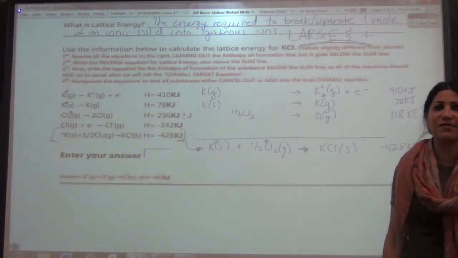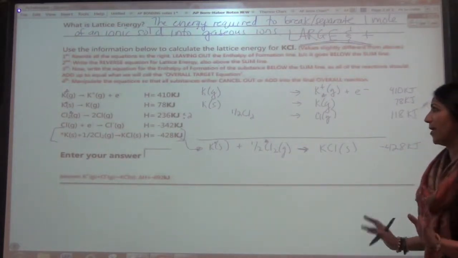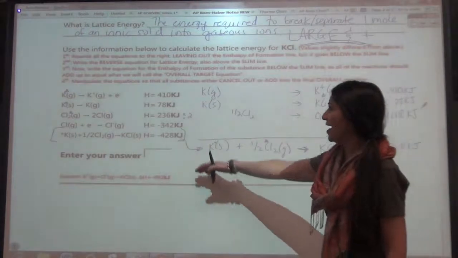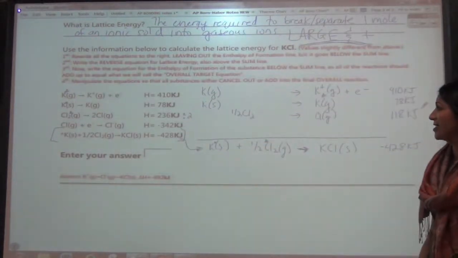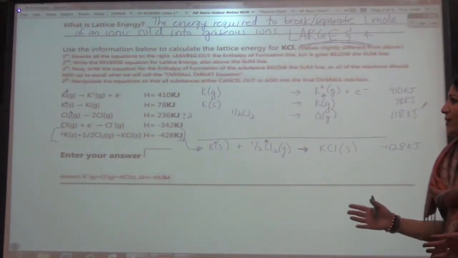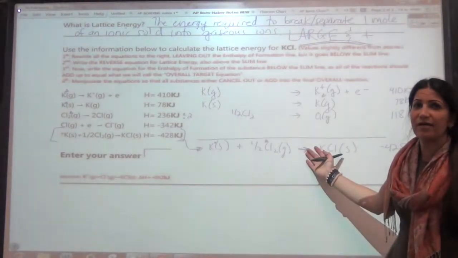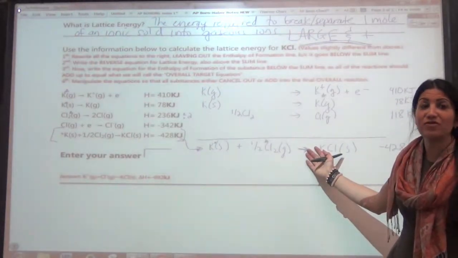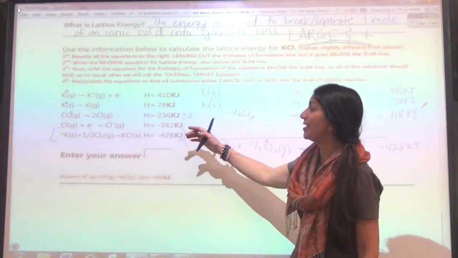Positive or negative? Do I keep it positive? Did I flip it? No. So keep it positive. Okay. The next one, what about this line? Is there anything that you can find that only appears in my target? No. So what do I need to happen to this line? It needs to cancel out.